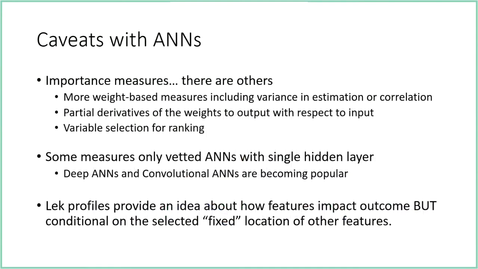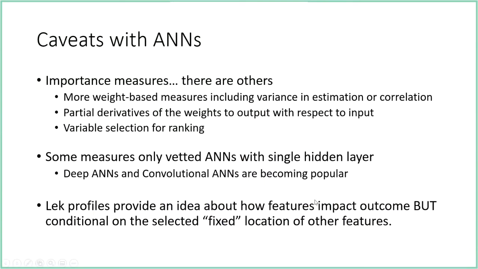Okay, so a few caveats with artificial neural networks. So I presented to you 3 different importance measures and the idea of the Lek plots. There are many, many, many importance measures that have been reported in the literature for feed-forward neural networks in particular, and generally with one hidden layer.